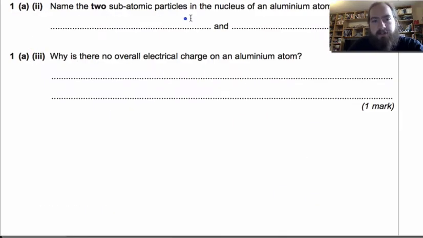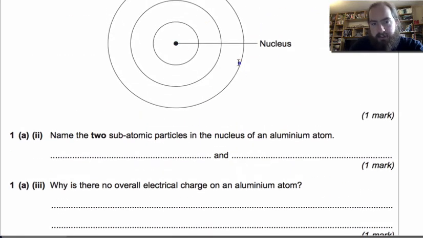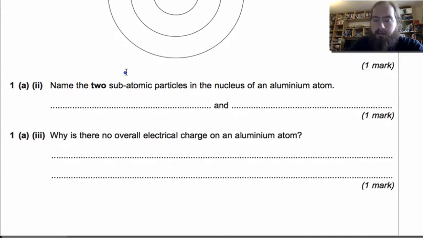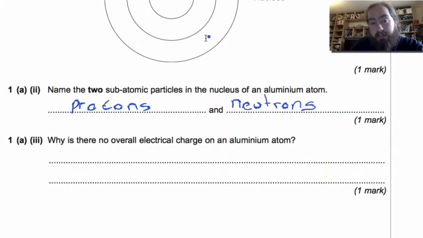Name the 2 subatomic particles in the nucleus of an aluminium atom. This is looking at the nucleus of the atom here. If we had electrons on the shells, it kind of gives it away. The other 2 that we need to put in are in the nucleus, and these are going to be protons and the other subatomic particle that you can find in the nucleus are the neutrons. Fundamental question, you need to know that in the atom you've got your protons and your neutrons, and around the atom in the shells are the electrons.